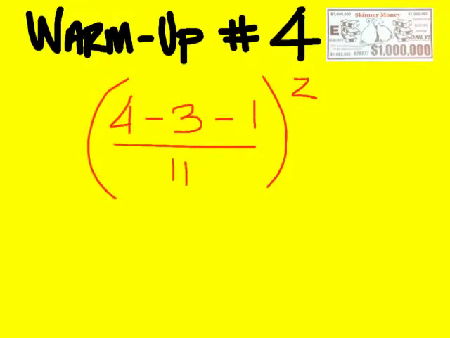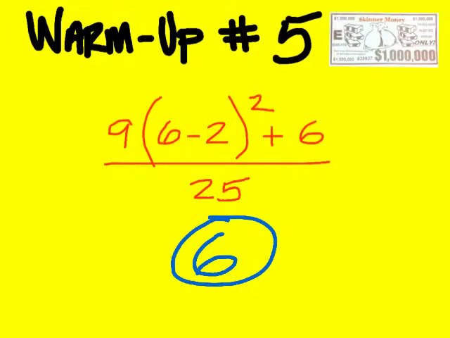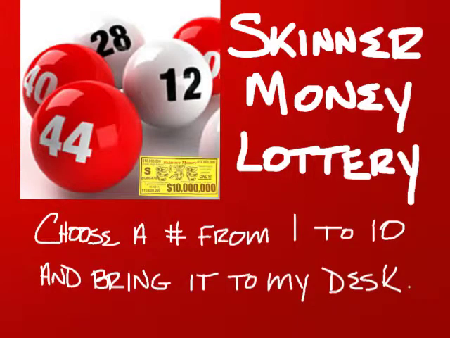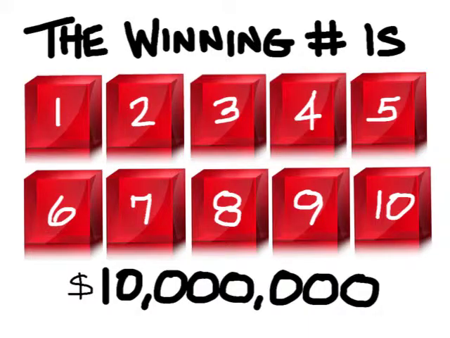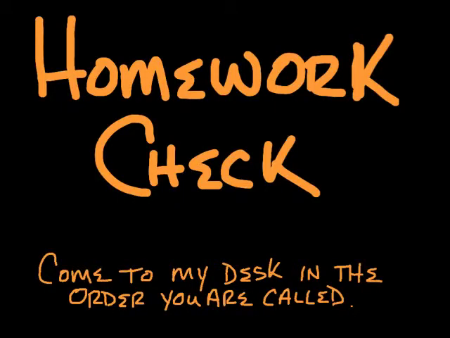Number four. Answer is zero. Last one. Answer is six. That's a bonus. Pick a number from 1 to 10. Bring it up. The winning number today is 7. Homework check. Bring it up here to the desk when I call your name out.